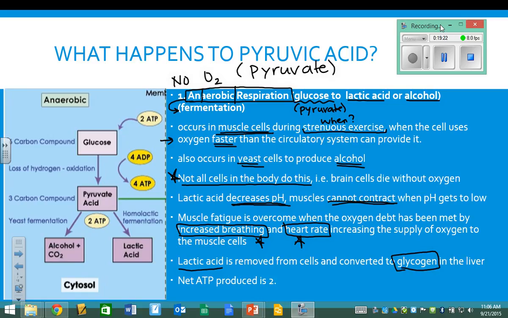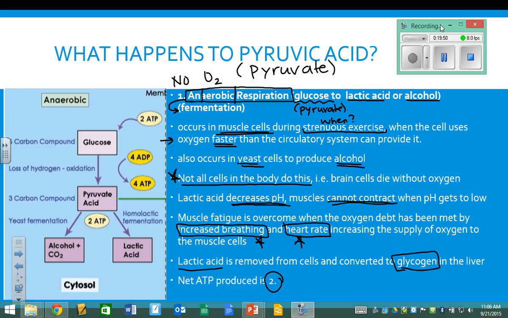Now we've heard of glycogen before. It's the storage form of energy in your muscles. So lactic acid isn't totally useless. It's doing something. This conversion gives me 2 ATP. So I made 2 in glycolysis, and then I made 2 more here. And if anaerobic respiration is all I was doing, I would have a total of 4 ATPs.